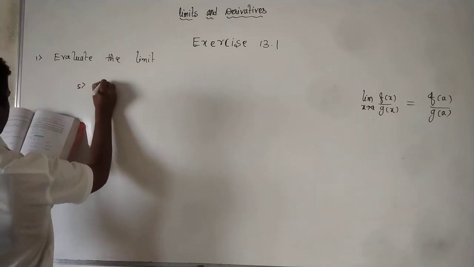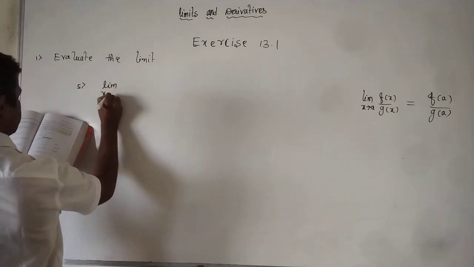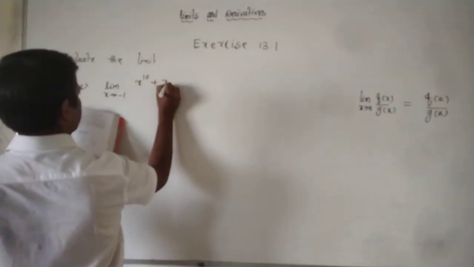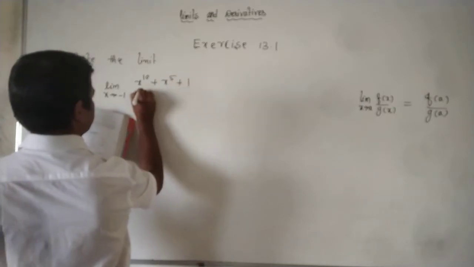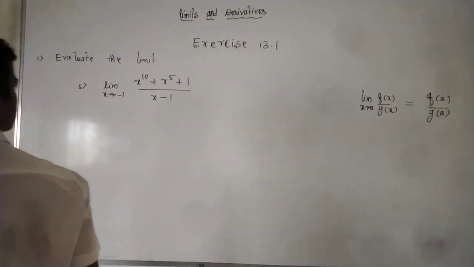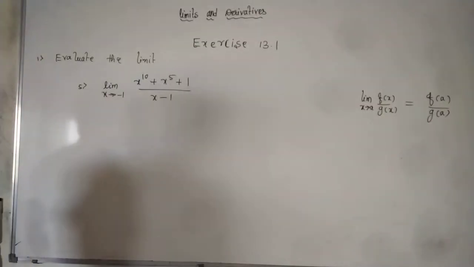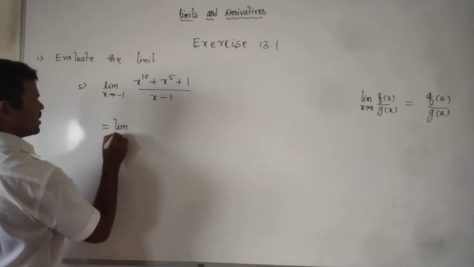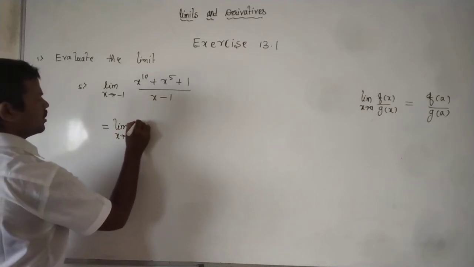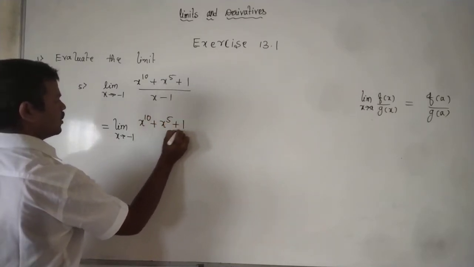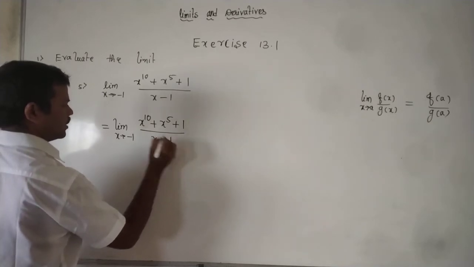Fifth one, limit as x tends to minus 1, x raised to 10 plus x raised to 5 plus 1 divided by x minus 1. So we have already known how to find the limit of the function. Let me take the limit as x tends to minus 1, x raised to 10 plus x raised to 5 plus 1 divided by x minus 1.